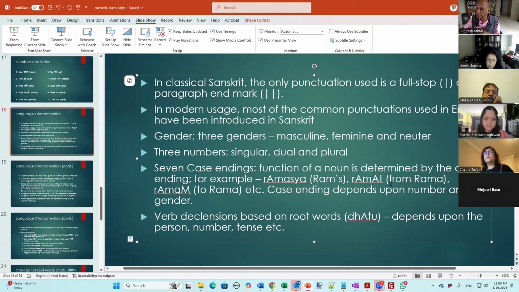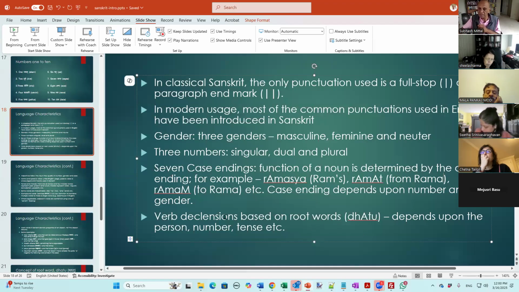7 case endings for nouns. In Sanskrit, they are called vibhakti. Anybody heard the term vibhakti? That's what these case endings are called. And then similar to the noun, there are declensions for the verbs also, and these are based on root words. They are called dhatu.